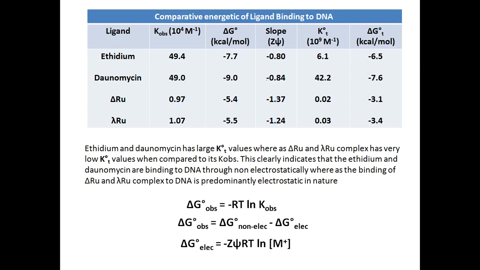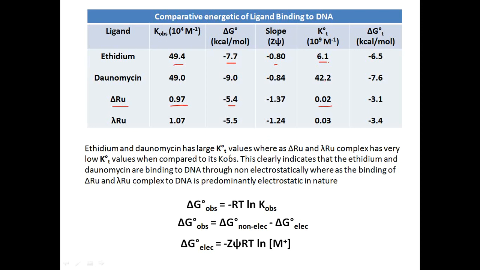So this is a comparison of energies for ligands. Like ethidium, its K absorb value is around 49.4, delta G around 0.77, slope 0.8. The thermodynamic constant here is 6.1. But in the case of delta ruthenium complex, K absorb is very low, 0.97. Delta G value is slightly higher, but you can see the K naught T thermodynamic value is 0.02 only. So there is a large deviation between ethidium bromide and dianomycin K naught T values and the ruthenium complex. So this indicates that the ruthenium complexes are not intercalative in nature; their binding is slightly different.